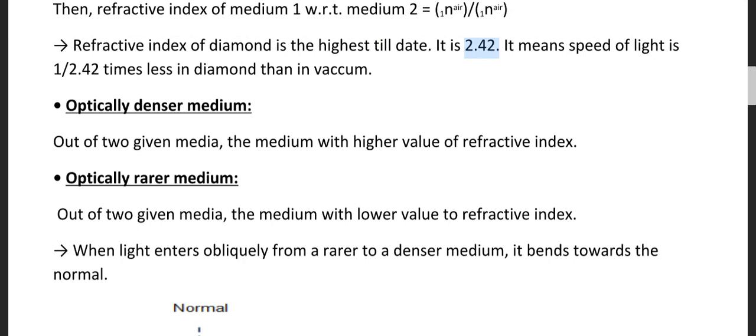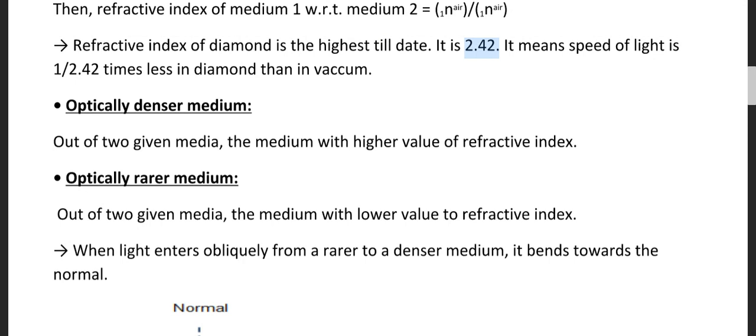It means speed of light is 1 upon 2.42 times less in diamond than in vacuum. Or we can say the speed of light in vacuum is 2.42 times greater than in diamond. That will be more easy, because diamond is a denser medium, right? So try to understand this. Diamond is a denser medium, and when anything enters a denser medium, our speed gets slower in that case, right? Because that's a denser medium, and in order to pass through a denser medium, we have to decrease our speed.